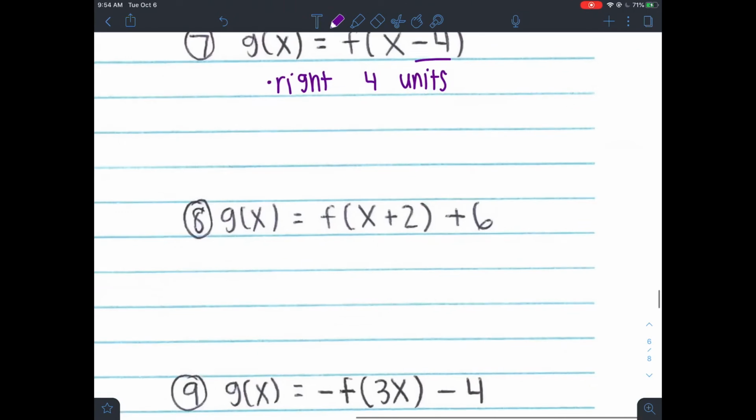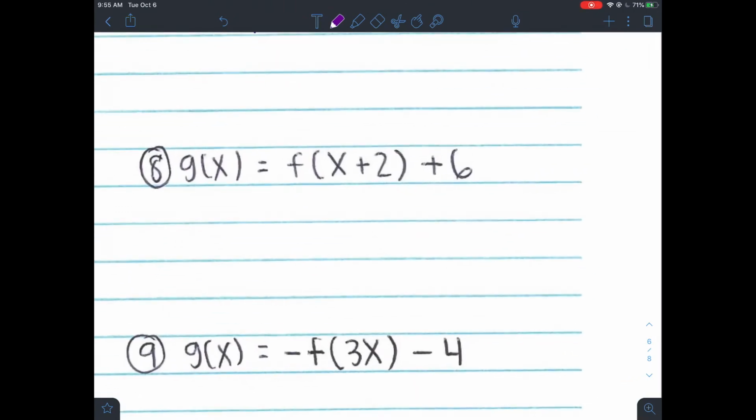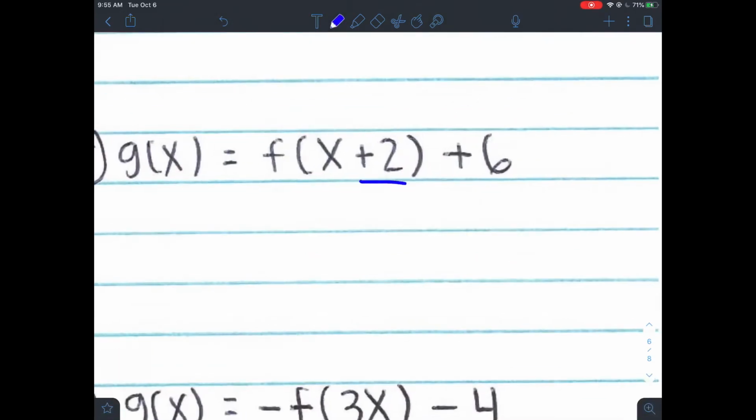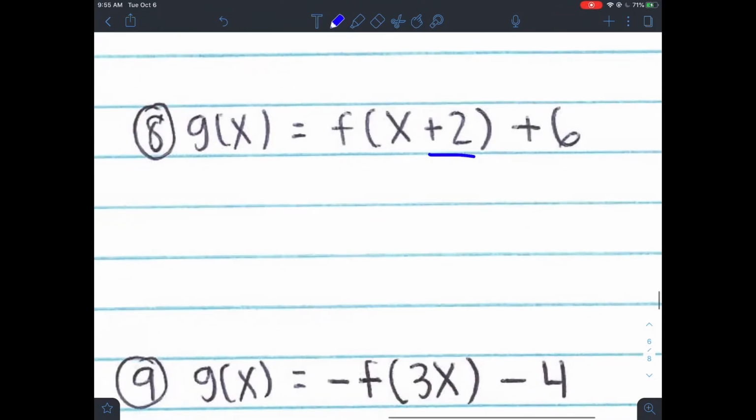Okay? And then the last thing with number 8, I have g of x equals f of x plus 2 plus 6. Here I have two transformations happening. I always start to go to the left and move to the right. So the first thing that I notice is the positive 2. Now the positive 2 here is on the inside. When I'm on the inside, I'm moving side to side. So here I would actually go to the left 2 units.